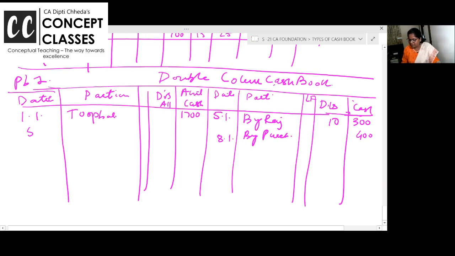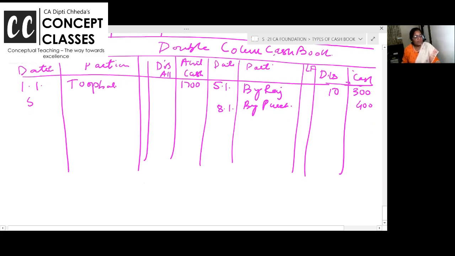8th of January, purchase the goods in cash. 10th of January, received from Kanha 980 rupees, and you have allowed him 20 rupees discount. Cash coming in is 980. Again, we have sold the goods to Jim Corbett for cash. Okay? It's like cash sales. Directly it will come here.